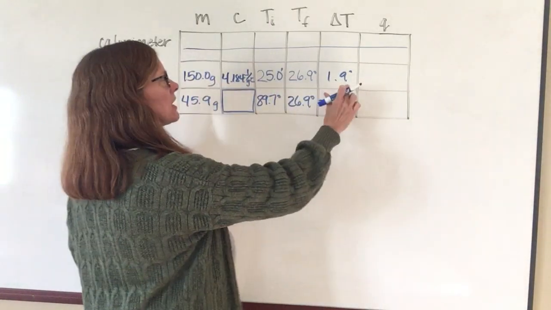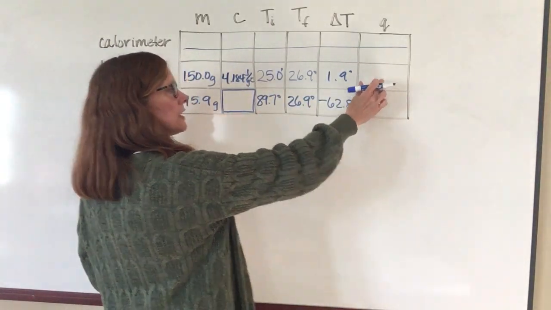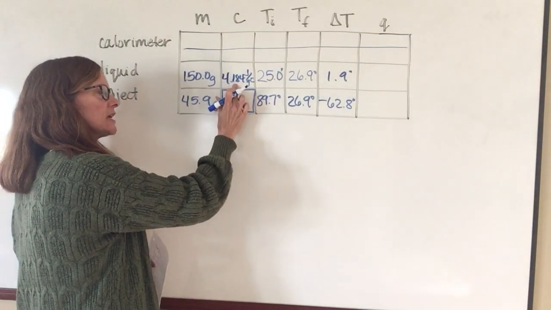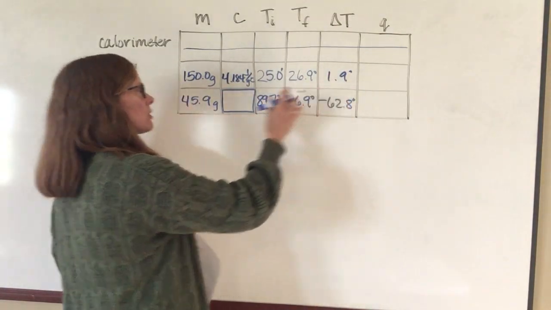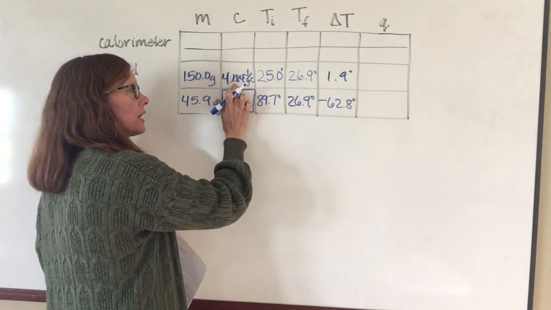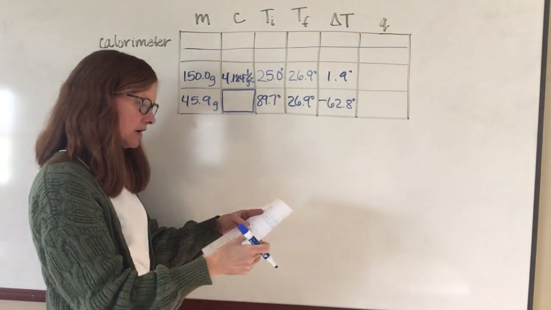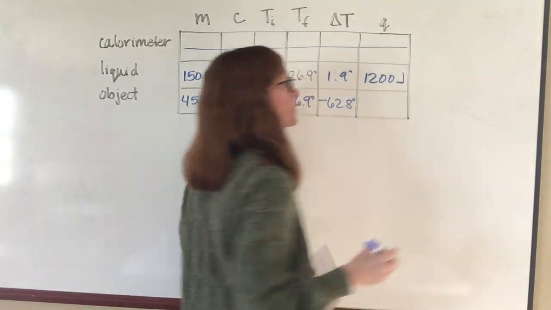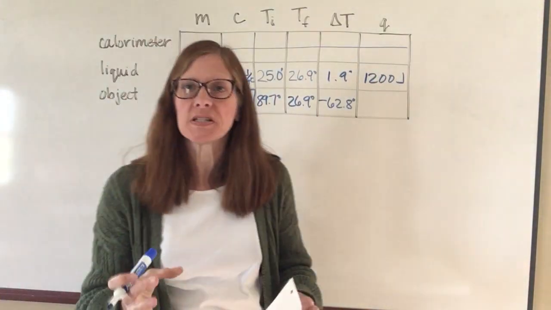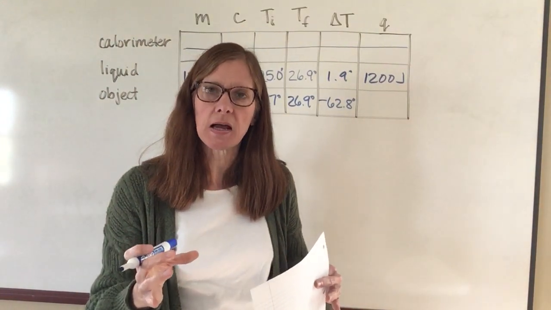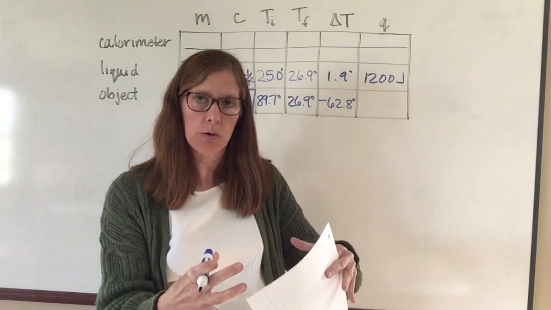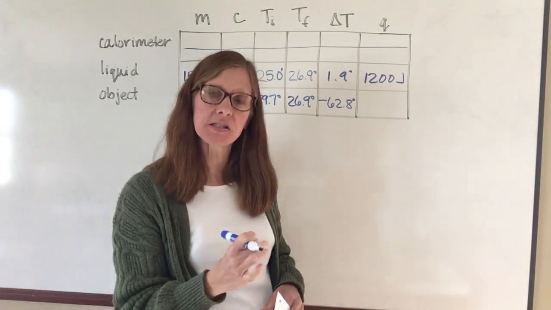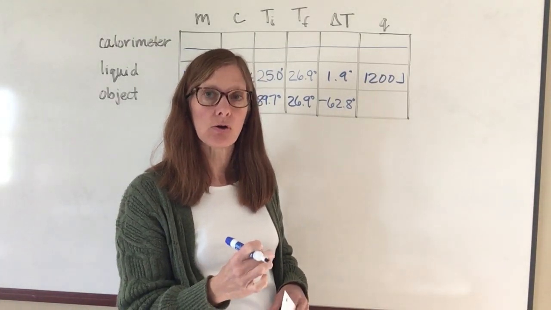So now, if you look up here, I have enough information to be able to calculate the amount of heat that the water gained, because I have the mass times the specific heat times the delta T. So I'm going to take 150 times 4.184 times 1.9, and that will give me, to two significant figures, 1,200 joules. Now, again, a calorimeter is insulated, and the whole purpose of it is designed to keep all of the heat inside the calorimeter. So if this is the amount of heat that the water gained, that has to be the amount of heat that the metal lost.